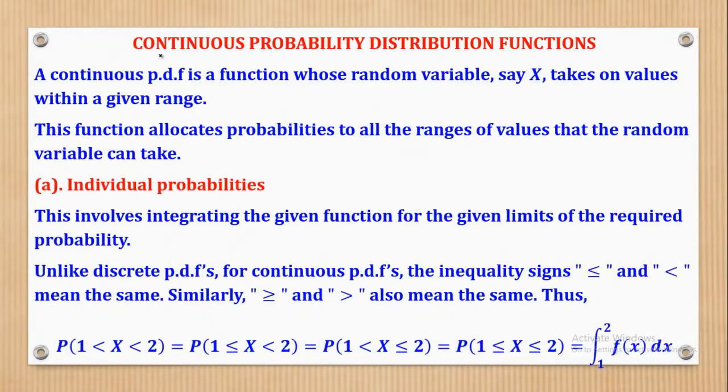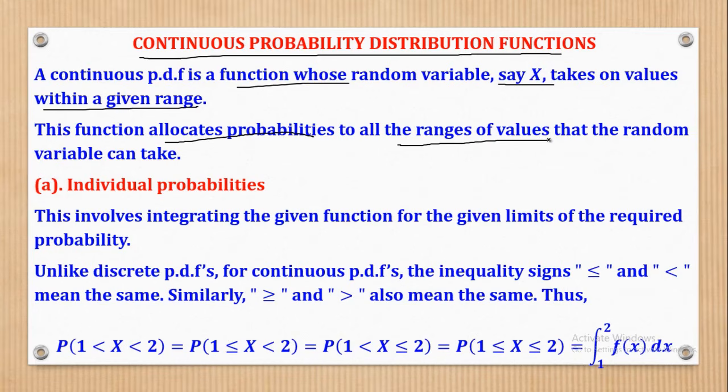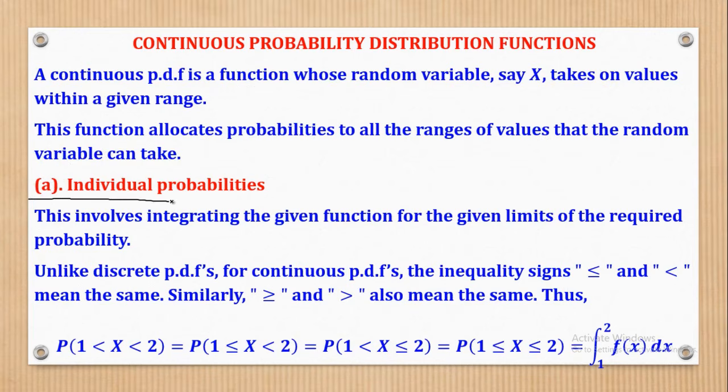So we shall start with continuous probability distribution functions. This is a function whose random variable, say capital X, takes on values within a given range, and the function allocates probabilities to all the ranges of values that the random variable can take. Now we shall start with individual probabilities. Always remember that as long as it's a continuous PDF, probabilities must be got by integration.